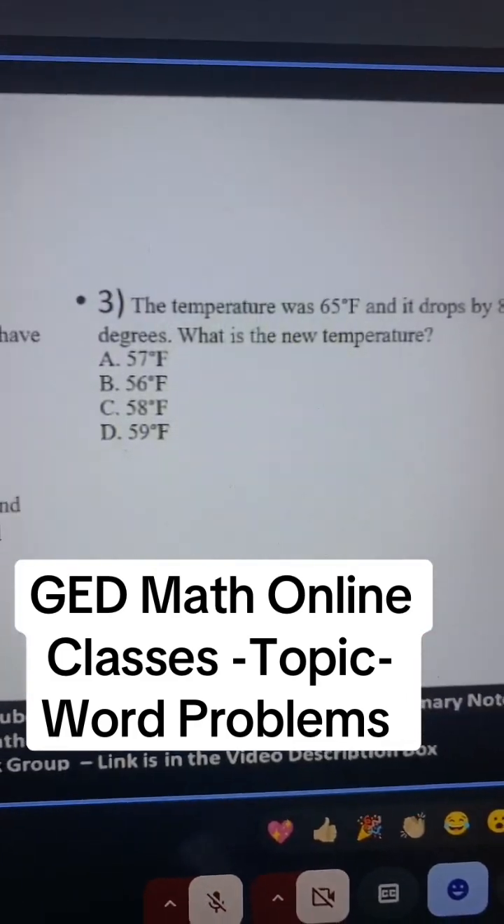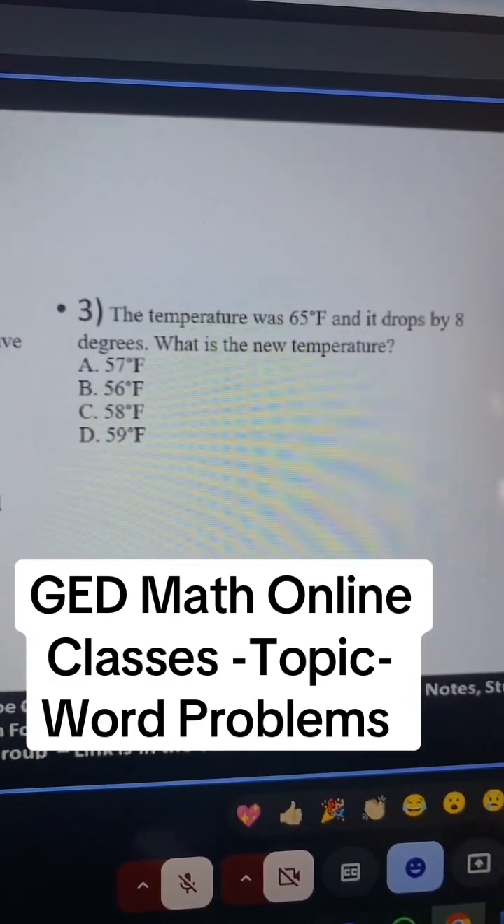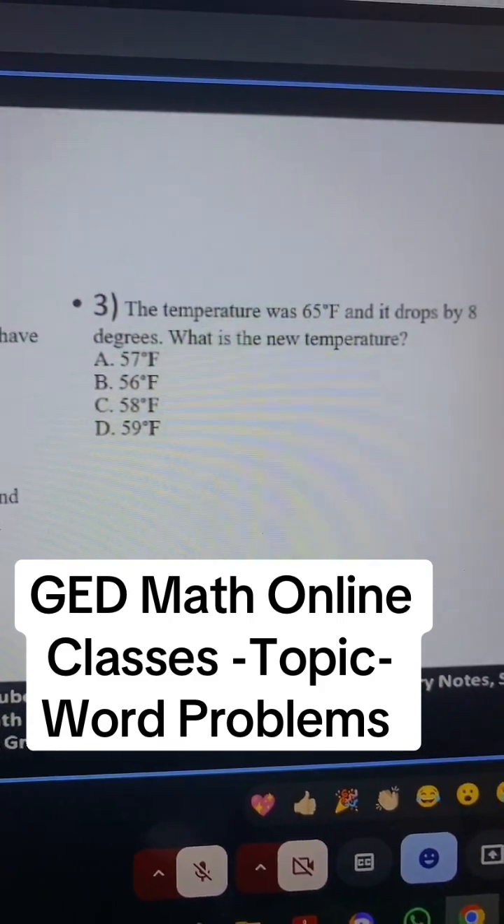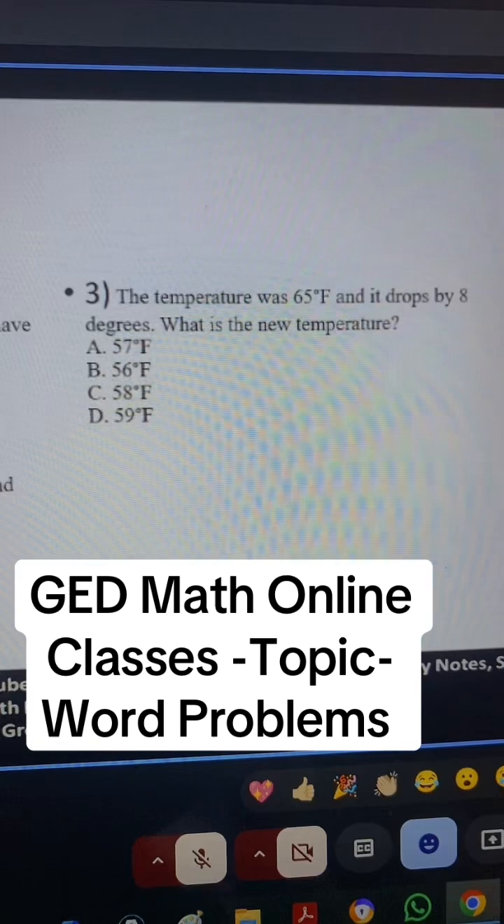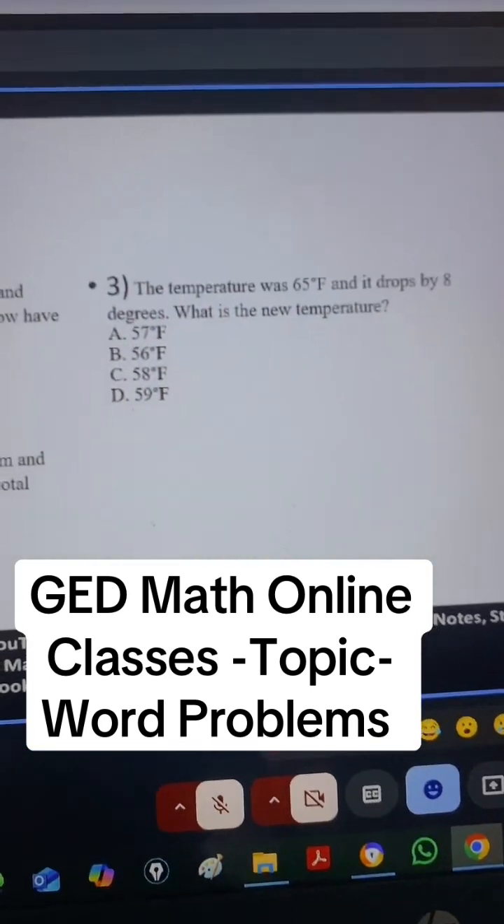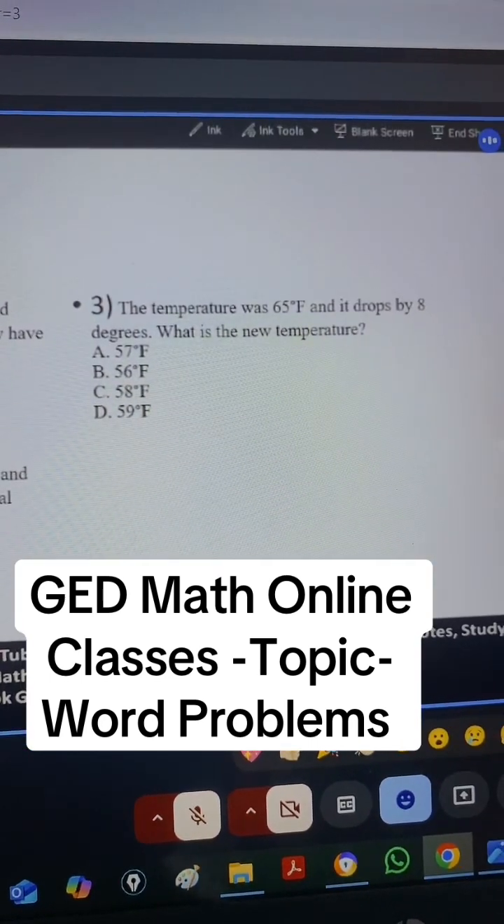What is the new temperature? So if it was 65 and it dropped, that means it reduced. So what will be the new temperature? We just have to subtract. So this is a subtraction problem.